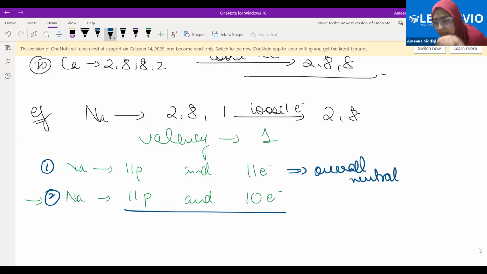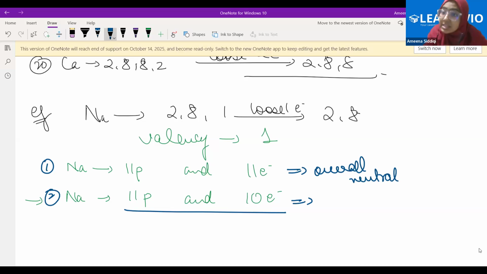One proton's charge is still left unneutralized, right? So don't you think it will not be neutral overall, but rather positive? There is some confusion. There will be some charge here. And what will be that charge? That will be a positive charge.